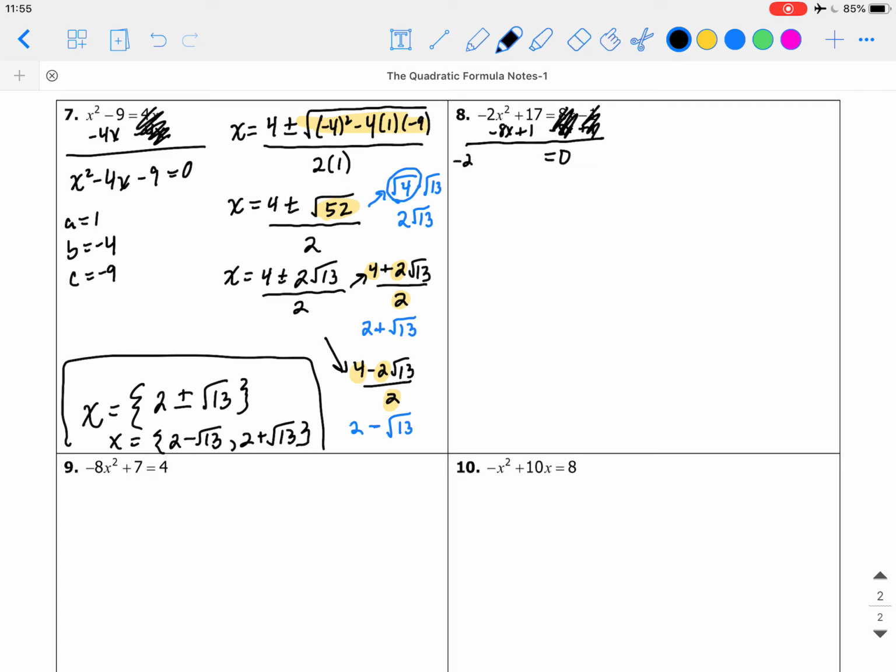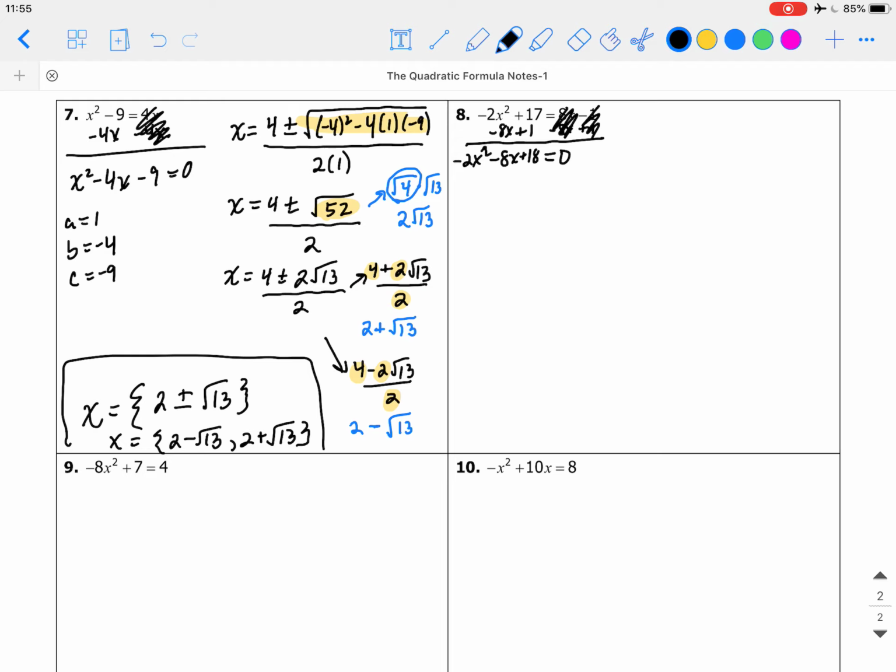So I have negative 2x squared minus 8x. I couldn't combine x squared and x, right? You can only combine like terms. But 17 and 1 can combine. So 17 plus 1 will give me a positive 18.